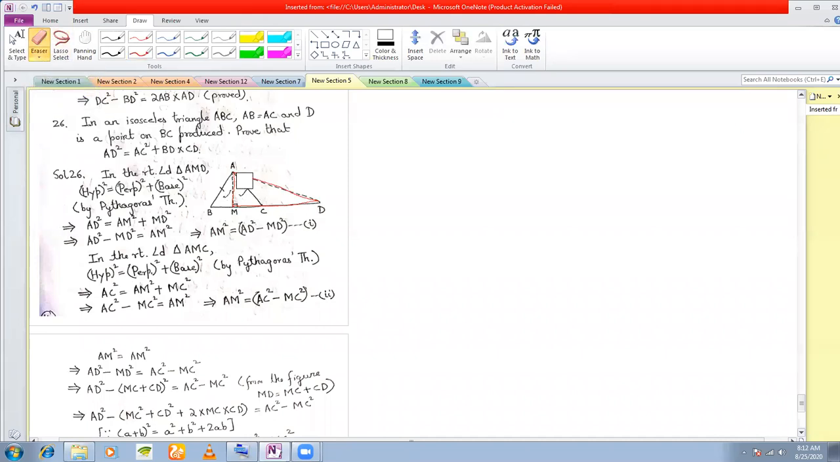Now once I have seen all the right angle triangles, I'll see what sides are involved in the proof. You see an AD square, so this side is involved clearly. You see an AC square, so this is involved. You see a BD, that means this entire side is involved. And you see a CD, that means this is involved.